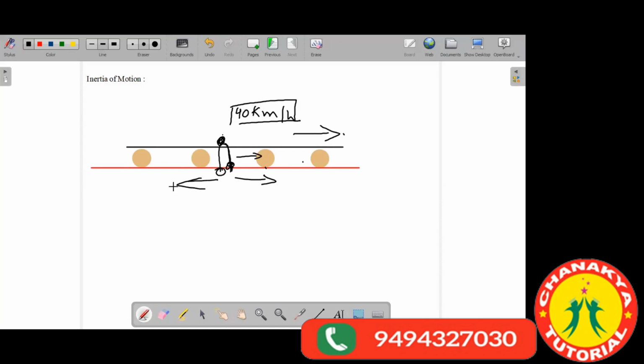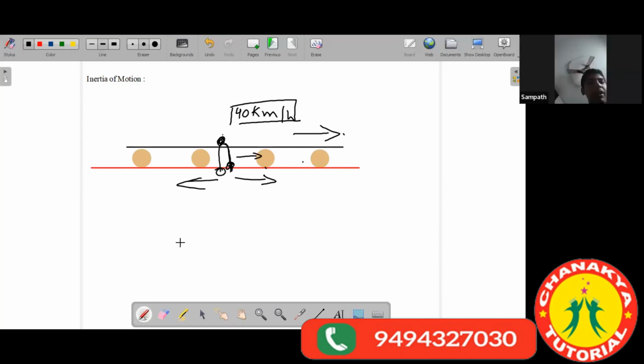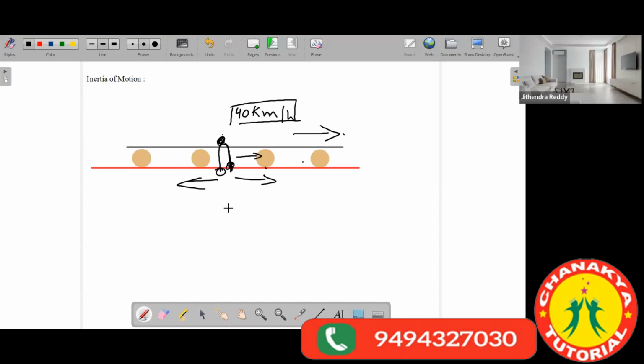Yes, sir, it will go forward. Think of it. Sir, it will go backward. Yes, sir. Jitendra, are you there? Sir, it will go backwards.